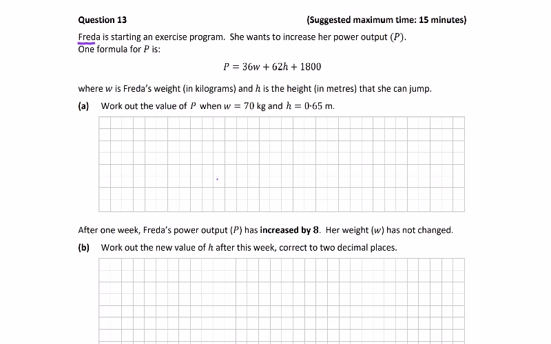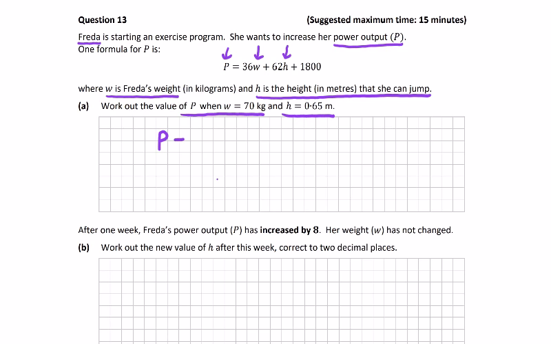Question 13 has Frida starting an exercise program. She wants to increase her power output, which is P. Here we have P, and we have variables here, W and H. So W is Frida's weight in kilos, and H is the height in meters that she can jump. Work out the value of P. So this is a substitution question. W is 70, H is 0.65.